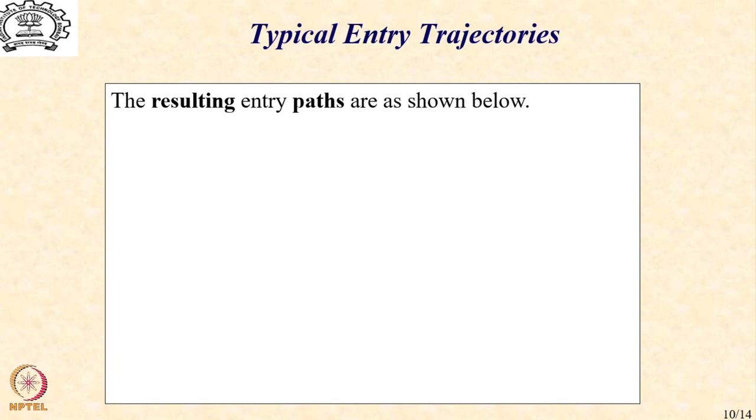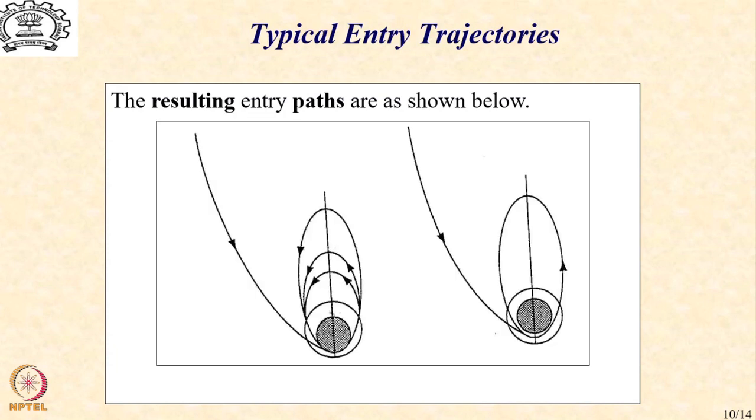So in such situations, you will find that the following kind of trajectories are possible. So on the right side, when you arrive on a hyperbola, you enter the atmosphere, dissipate a certain amount of energy, and immediately you end up forming an elliptic orbit.